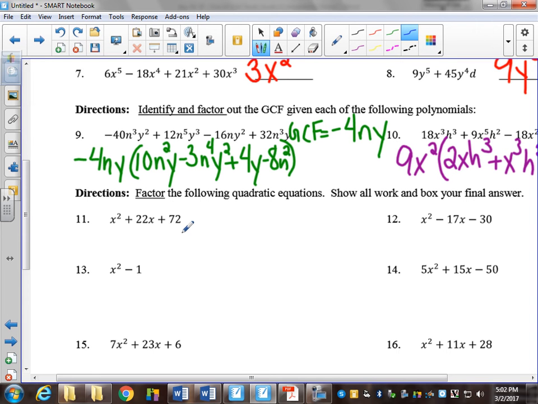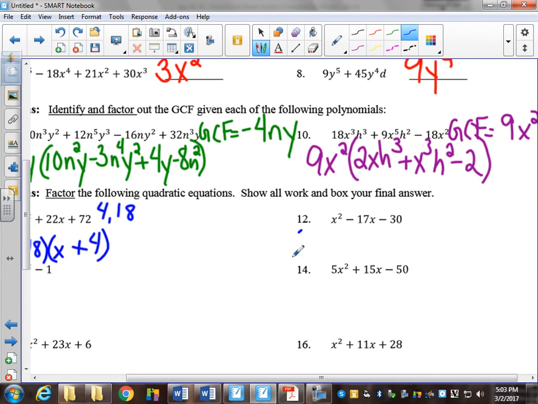Factor the following quadratic equation. Show all your work and box your final answer. X squared plus 22x plus 72. We know we're going to have x in the front. Two numbers that multiply to 72 and add to 22. 4 and 18 multiply to 72 and add to 22. 18 plus 4 is 22. The C term is positive, which means the signs are going to be the same. Our B term is positive, which means they both have to be plus signs.